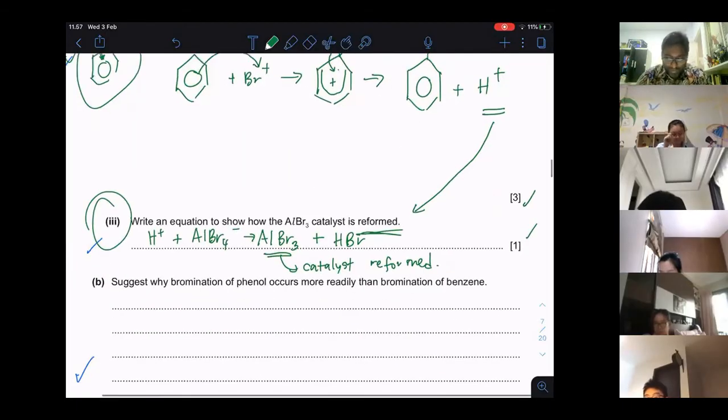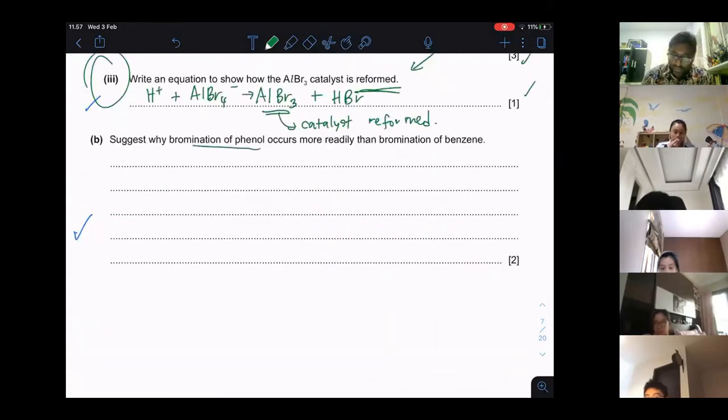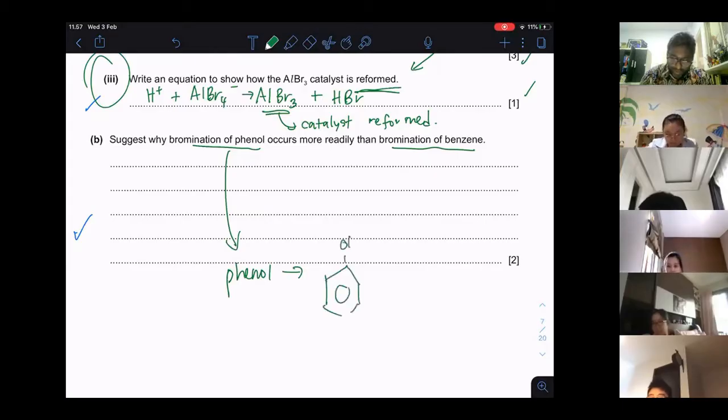Suggest why bromination of phenol occurs more readily than the bromination of benzene. Maybe Shane, can you tell us why bromination of phenol happens more readily than bromination of benzene? Because the lone pair of oxygen is delocalized into the ring. So basically phenol has this OH, and the lone pair of electrons on the oxygen become delocalized into the ring, into the pi system.